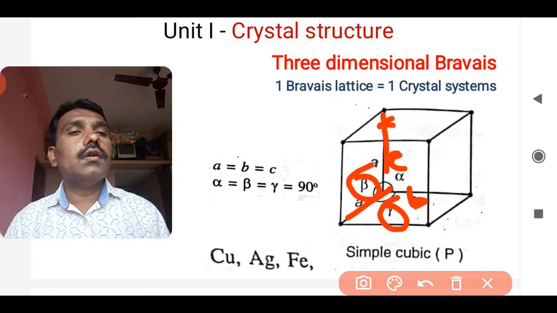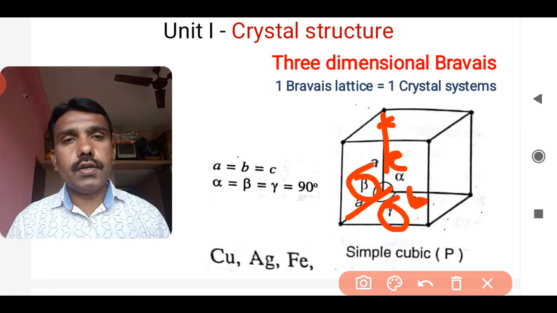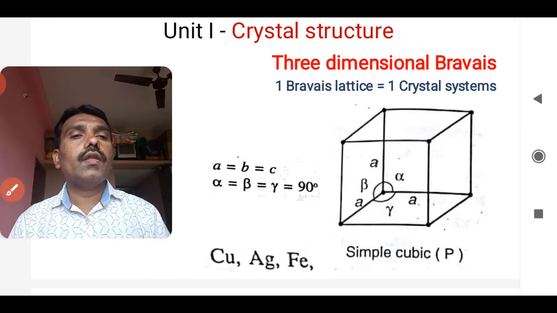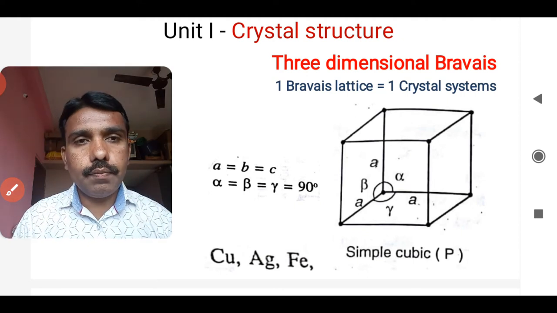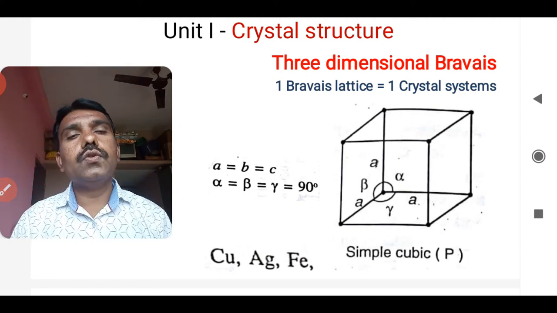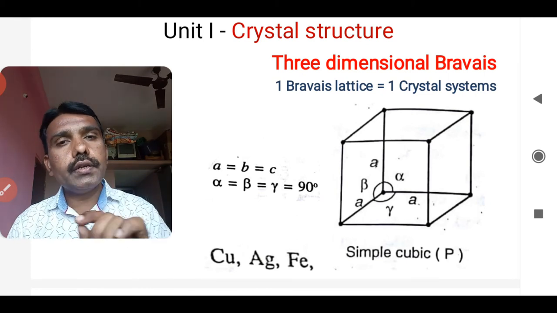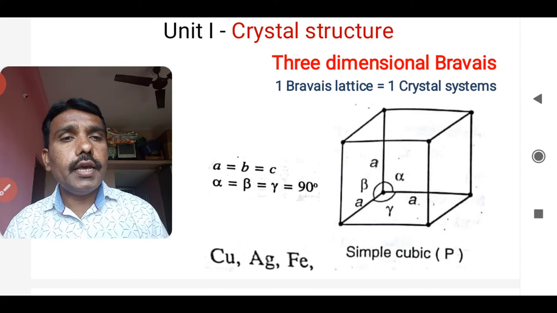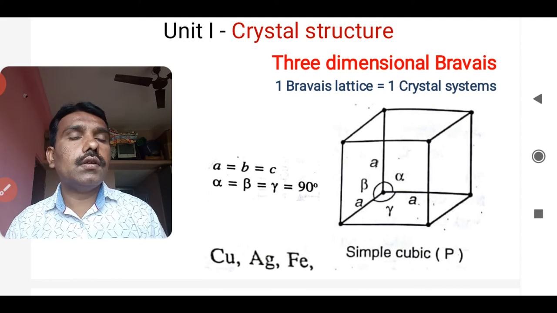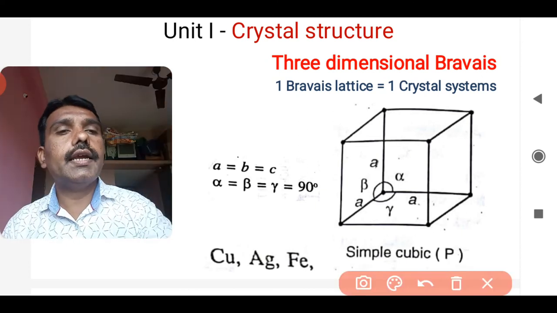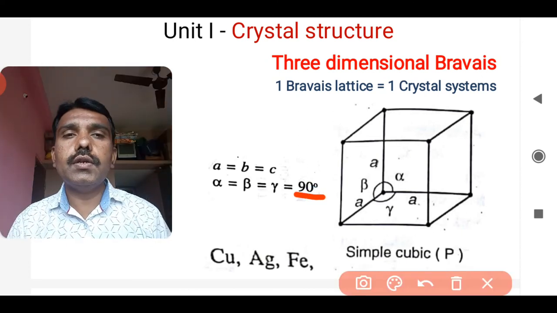So here are the a, b, c three vectors, and here the same letter a is written because all the vectors have the same length, and that's why a is written, to show that all the vectors are of equal length. Now as far as the angles between these vectors, that is alpha, beta and gamma, all of them are exactly equal, and that is 90 degrees.